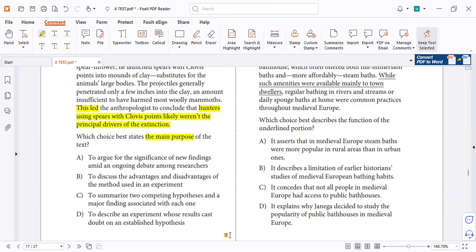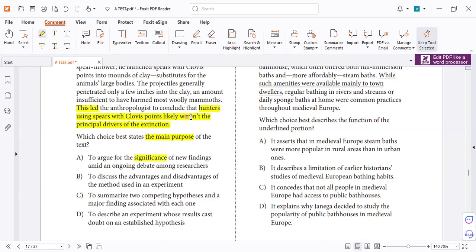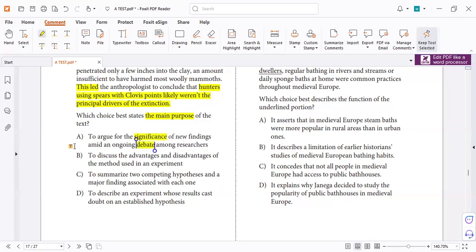Now time is running. It's over. Let's correct. Now ask yourself: the paragraph is about the significance of these new findings among an ongoing debate. There is no debate among researchers about it. He said here, researchers hypothesized, so they wanted to confirm. What is the debate? So we have one word, it's wrong. So A, wrong.